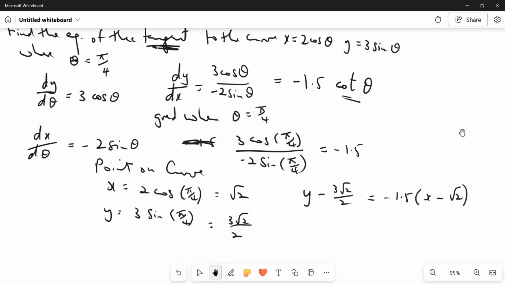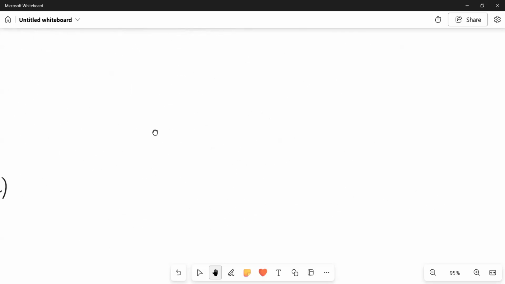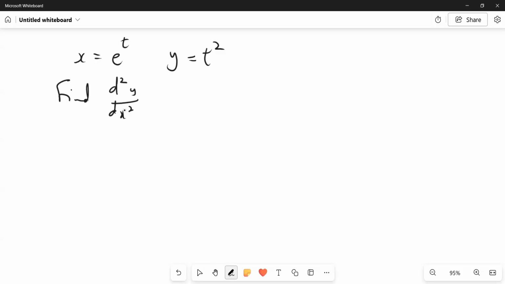Maybe let's do one with the second derivative now. Let's say you have a parametric equation: x equals e to the t power, y equals t squared. And they want you to find d squared y over dx squared, I mean the second derivative. Good. So you have to find the first derivative first of all.